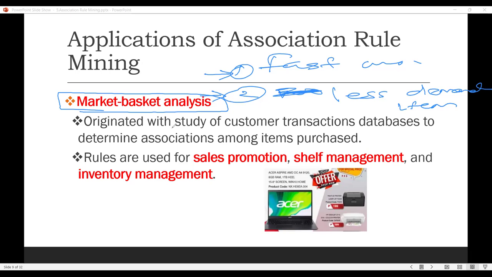Tell me. For the fast moving item, you introduce promotions, or for the less demanded item, you can introduce the promotions? Tell me. Fast moving item? Sorry? Less moving item, right? Why?